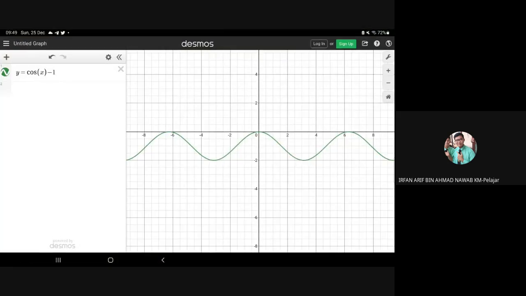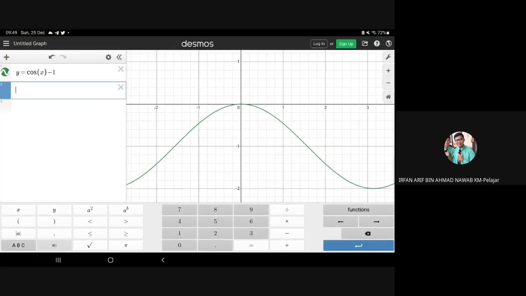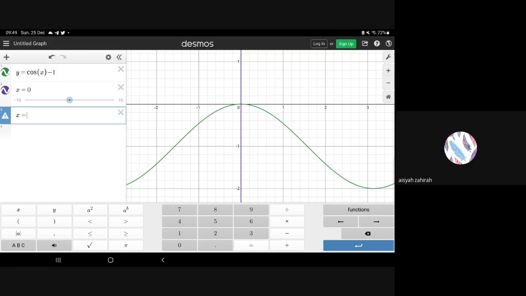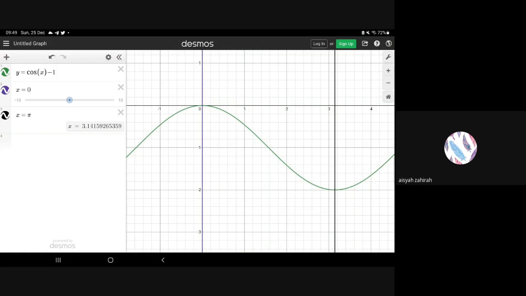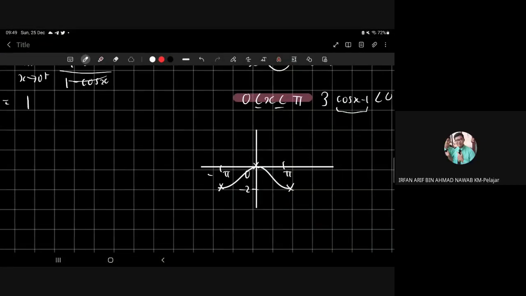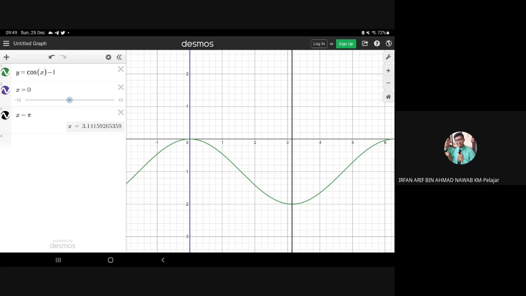I pick a specific range, which I think is between 0 and pi over 2. Or is it pi? Yeah, it's pi. I picked this range just to show that cosine of x will always be less than 0, because it has something to do with my limit, since the limit is approaching 0 from the right.